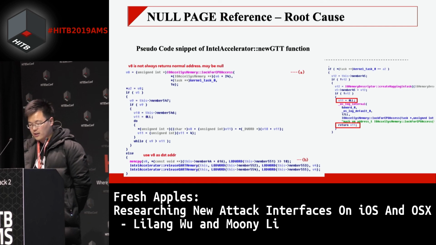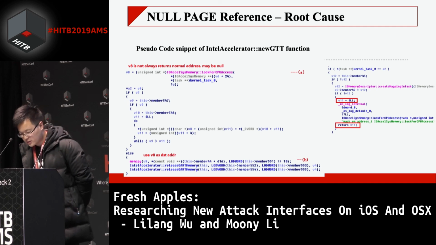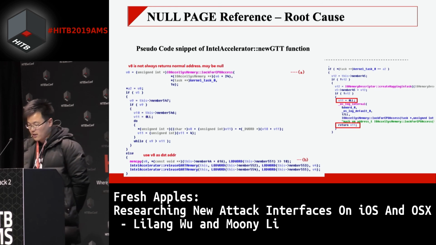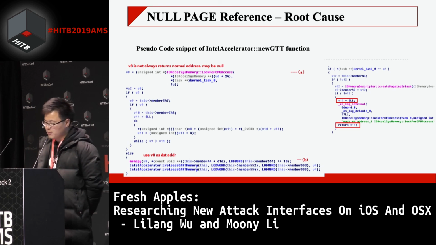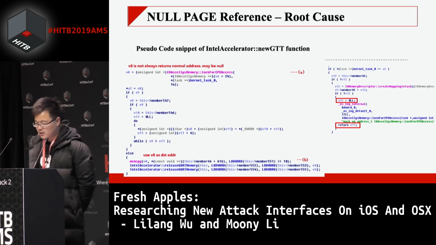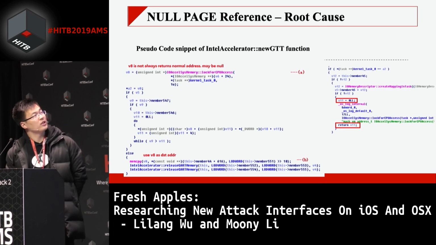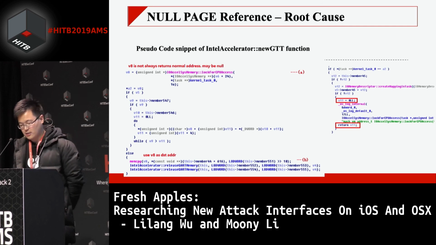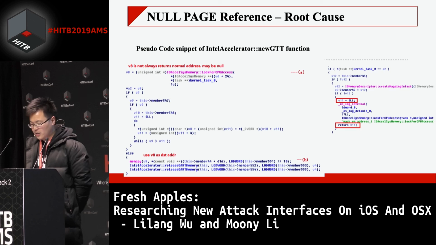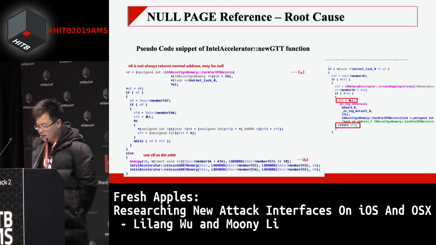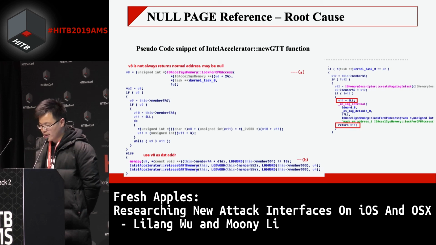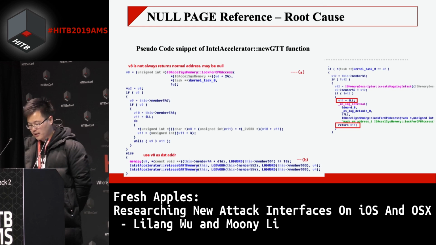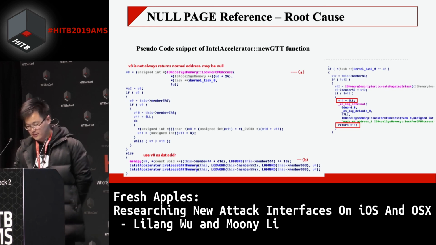The right figure is the pseudocode snap of the look for GPU access function. It obviously shows that it does not always return a valid address. Therefore, it lacks a check for the value of V8, resulting in a zero page write when using memory copy.